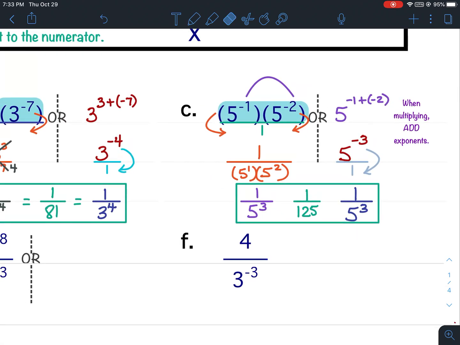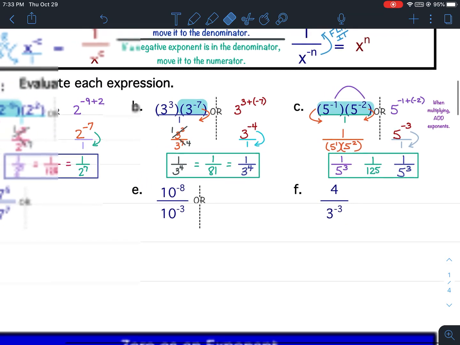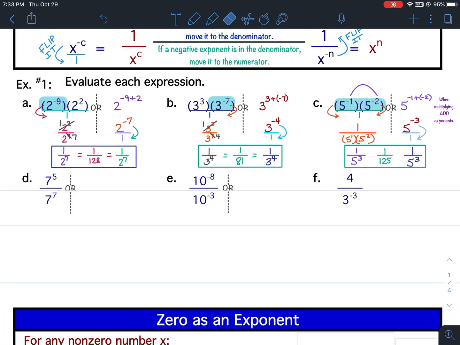All right. If you have any questions on those 3 problems, please do not hesitate to ask. I know this can be confusing. Just remember, you want to work with positive exponents. So if the negative exponent is in the numerator, move it to the denominator. If it's in the denominator, move that term to the numerator to make the exponent positive. Please make sure you have everything written down. If you have any questions, let me know.